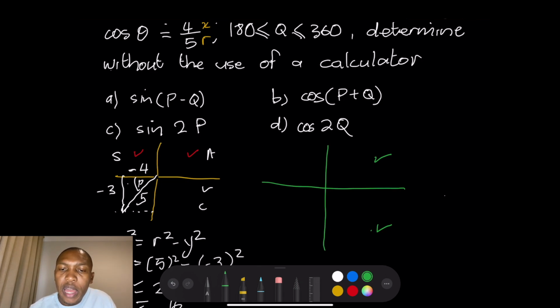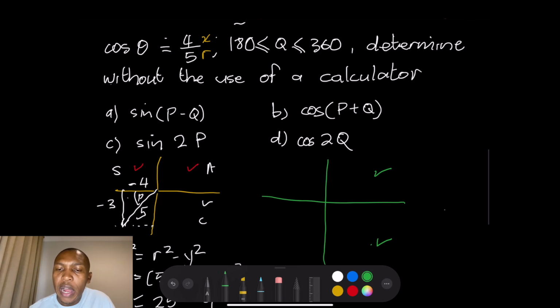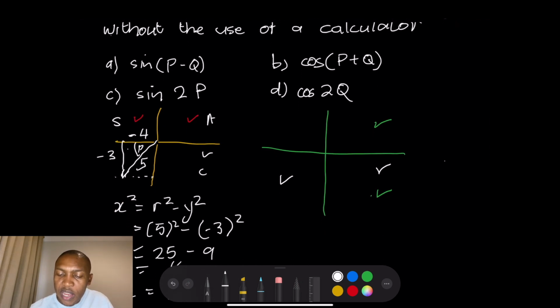Now in this case, they told me that Q is an element of 180 to 360. So what they're saying to me is that Q exists between the third and the fourth quadrant. So where do I have two ticks? You've got that right. So in this case, it must be in the fourth quadrant. So let's draw a triangle. I keep making the same error. It's very difficult to make a straight line in this thing, but hope you understand.